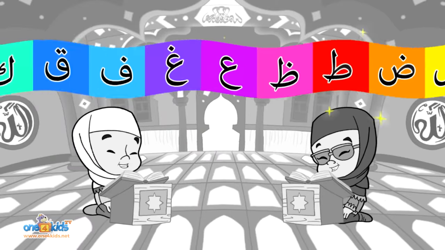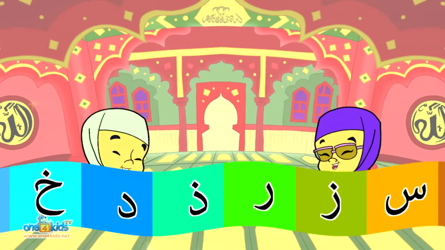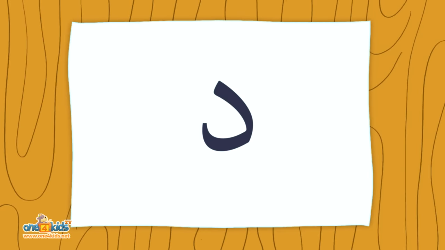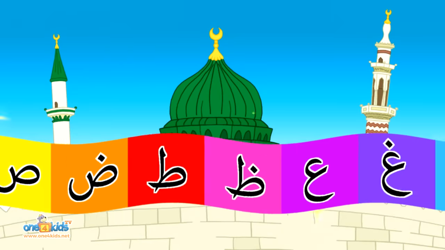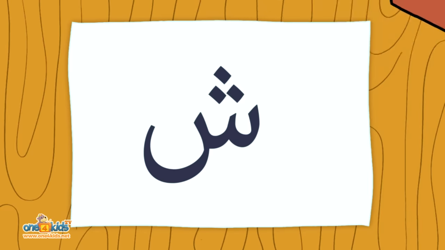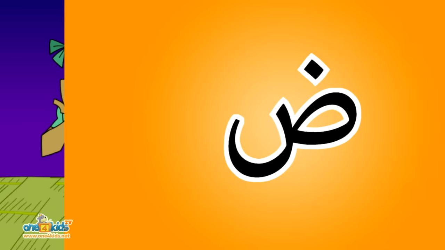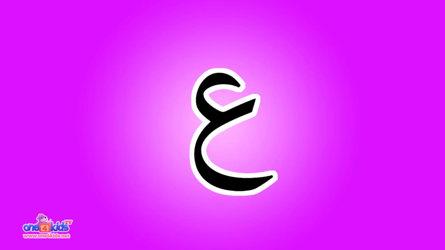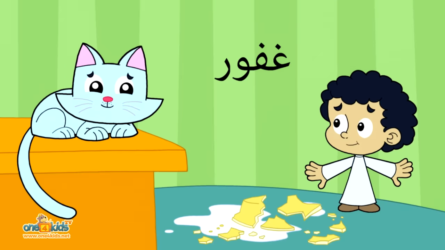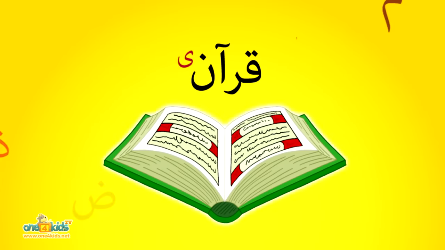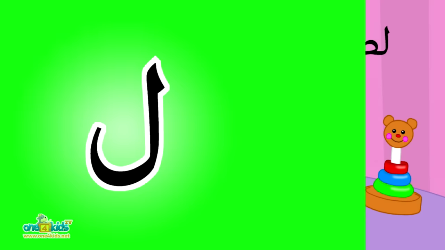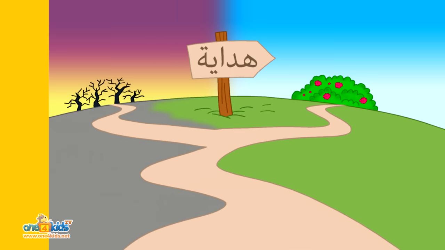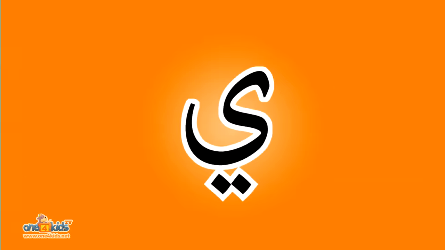We're learning the Arabic alphabet so we can read and learn Al-Quran, the language of our beloved Muhammad, the last prophet sent from Allah. Shin is for Shams, and Sad is for Song. Dad is for Dhaif, and Ta for Tahara. Dha is for Dhilal, Ain is for Ibadah, Ghain is for Ghafur, and Fa is for Fatiha. Qaf is for Quran, Kaf is for Kitab, Lam is for Latif, and Mim is for Medina. Nun is for Noun, Ha is for Hidayah, Waw is for Wujud, and Ya is for Yawm ad-Din.